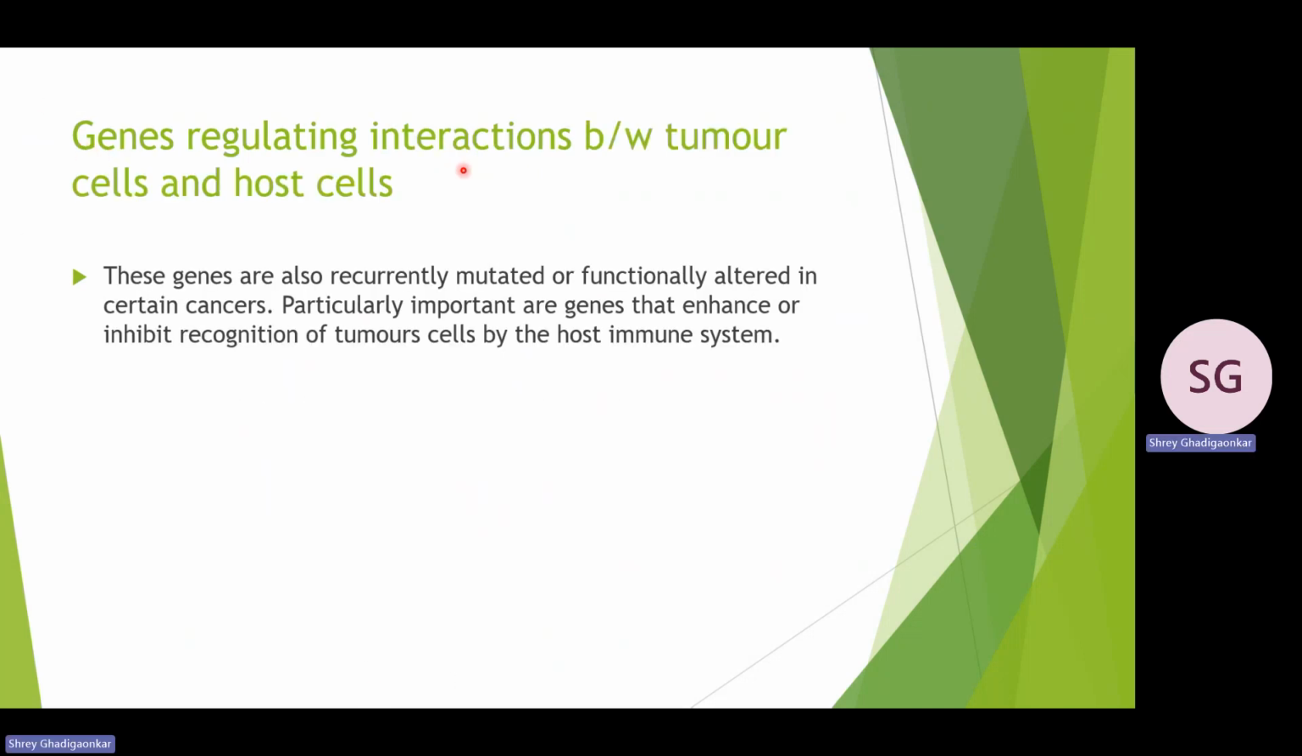You also have genes regulating interaction between tumor cells and host cells. This one is kind of low yield, but it's important to mention. So these genes are also recurrently mutated or functionally altered in certain cancers, and particularly important genes are genes that enhance or inhibit recognition of tumor cells by the host immune system.